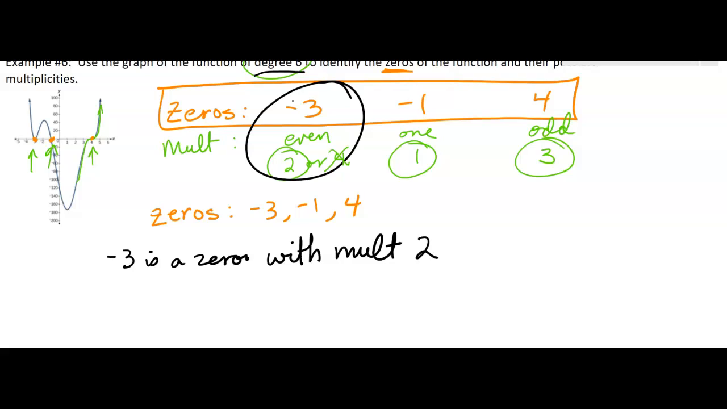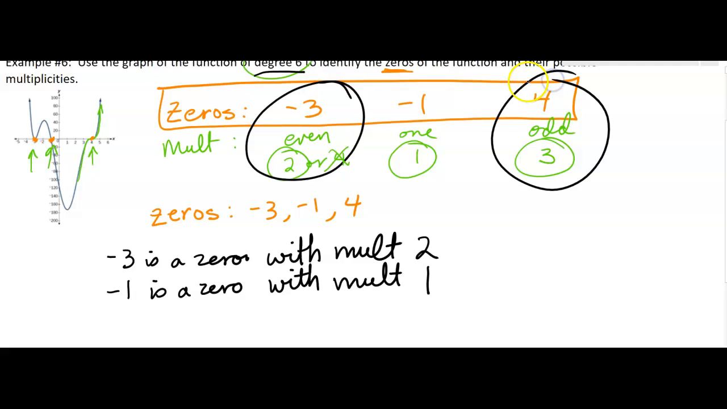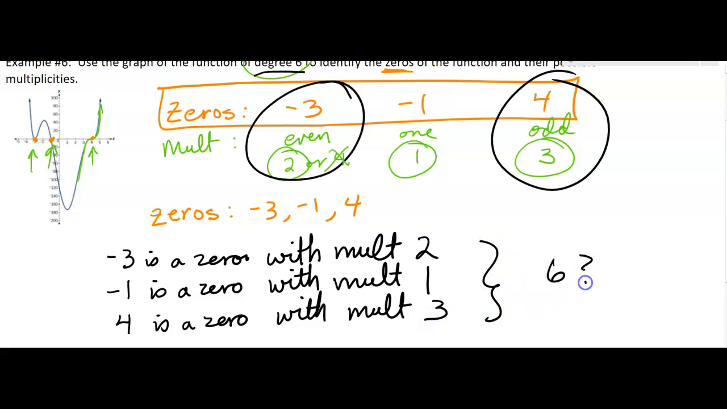Then we have -1 is a zero with multiplicity 1. And then finally, this last one, 4 is a zero with multiplicity 3. Do these add up to 6? Yeah, they do. So, yeah. I would work on writing it this way.